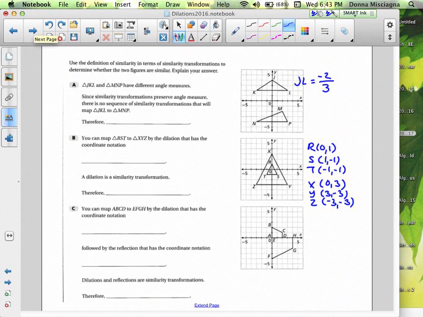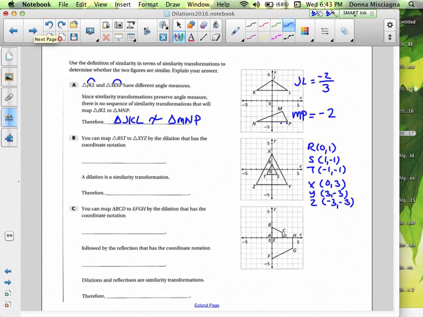MP is the corresponding side, right? And by the way, you can tell by how the letters are listed. So JL, MP. So if we find the slope of MP, if these are similar figures, that should be the same. Now, if we're going to have congruent angles, the sides have to meet each other at the same slope. So the slope of MP is negative 2. It goes down 2 to the right 1. Well, negative 2 is not equal to negative 2/3. So because we have different slope measurements, those angles are not congruent. And therefore, triangle JKL is not similar to triangle MNP.